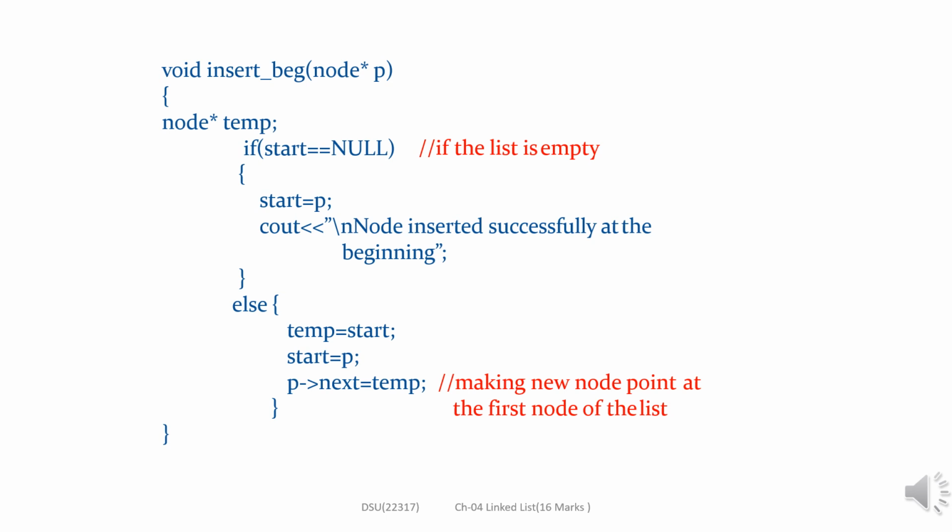This is the algorithm. void insert_begin(node pointer p) { node pointer temp; if start is equal to null, that is, if the list is empty, { start = p; cout node is inserted successfully at the beginning; } else { temp = start; start = p; p->next = temp; } } Means in this statement we are making the new node point to the first node of the list.